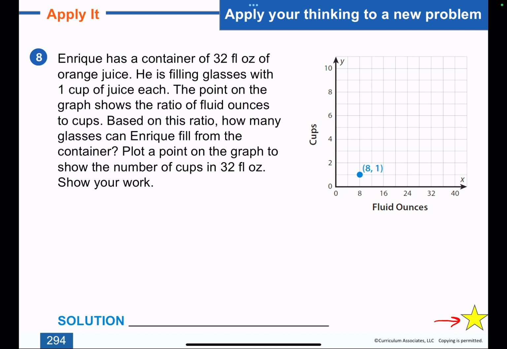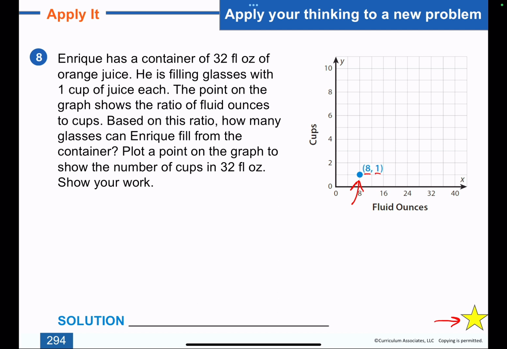Enrique has a container of 32 fluid ounces of orange juice, and he's filling glasses with 1 cup of juice each. The point on the graph shows the ratio of fluid ounces to cups. So this right here is showing orange juice in ounces, 8 ounces to 1 cup.